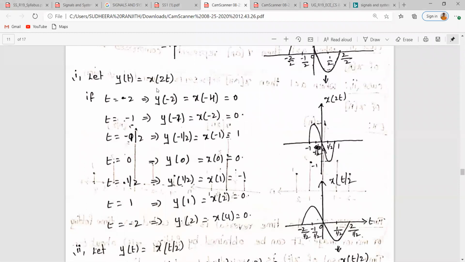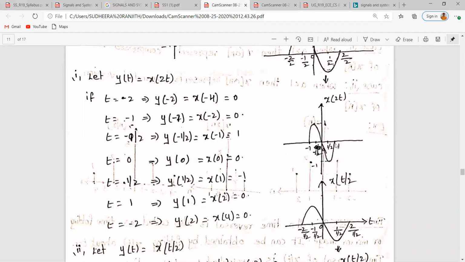For the resultant signal y of t, at t is equal to -1, it has the magnitude of 0. At t is equal to minus half, it has the magnitude of 1. At t is equal to 0, it has the magnitude of 0. At t is equal to plus half, it has the magnitude of minus 1. At t is equal to 1, it has the magnitude of 0. Let us represent all those values and plot it.